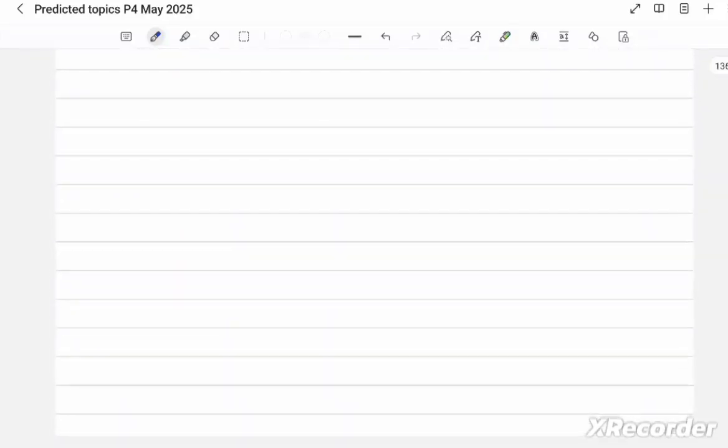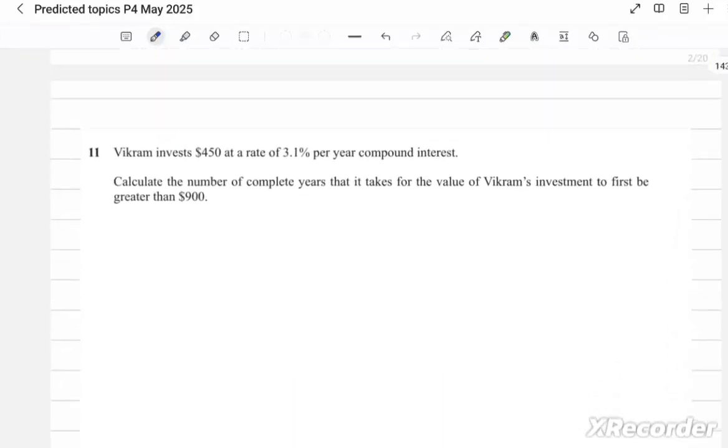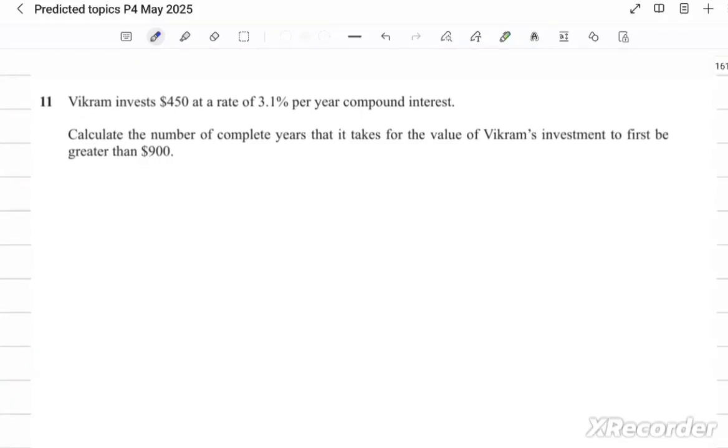Next question. Compound interest. The compound interest formula is A equals P times (1 plus R%) to the power of n. A is the future value and P is the present value. So let's see.